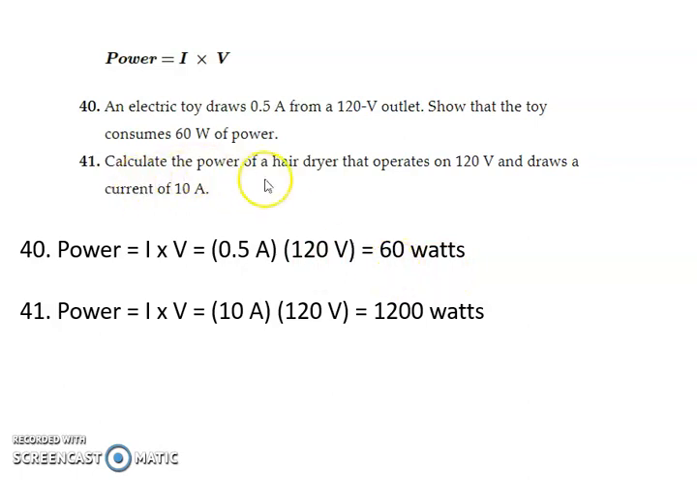For problem 41, again, we're asked to calculate for power. It operates on 120 volts, this hair dryer, and it draws a current of 10 amps. So again, power is I times V. We multiply current of 10 amps by 120 volts of voltage to get 1200 watts. You'll notice here that both of the electrical devices are plugged into 120 volts, but the one that has a higher current rating has a higher power rating.